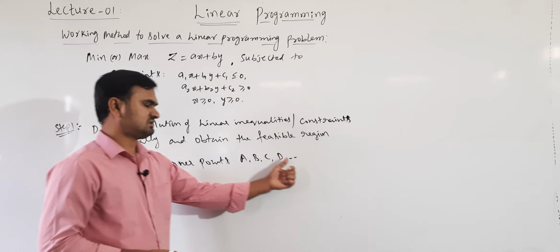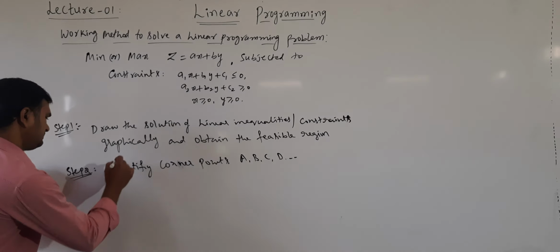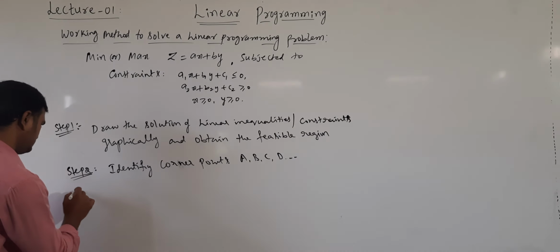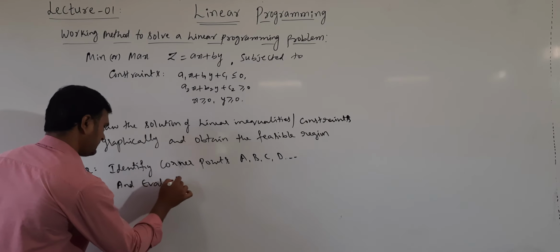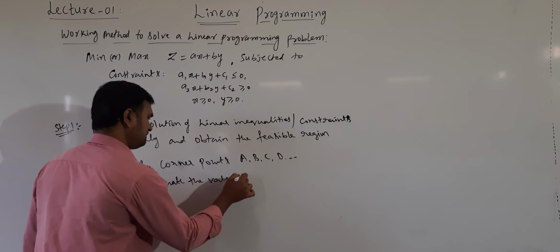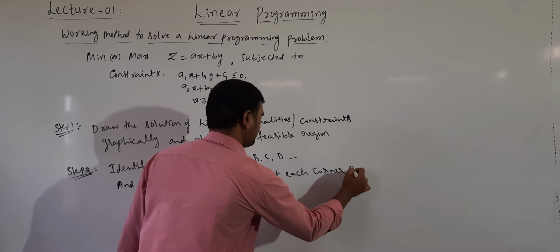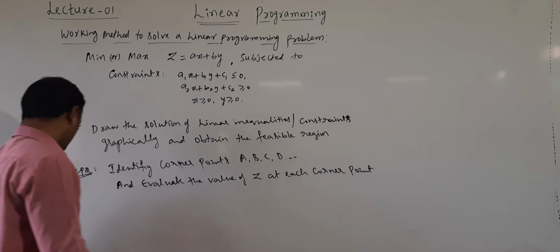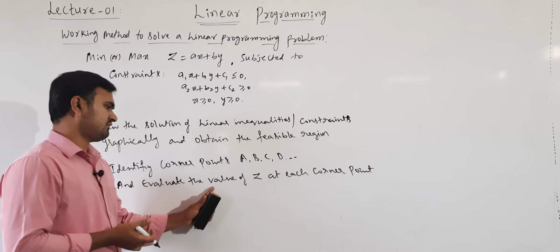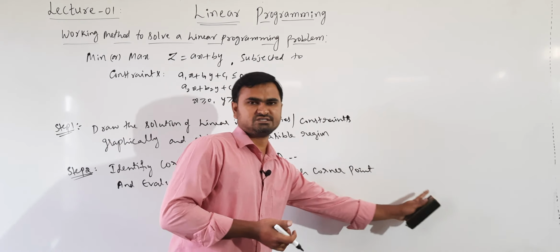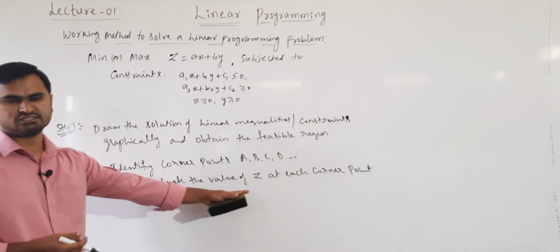Now, after finding these corner points, we have to evaluate the value of Z. Okay. After writing the corner points, evaluate the value of Z at each corner point. Understanding? We are identifying the corner points. After finding that corner points, we are finding the value of Z at each of these corner points. Now, we will get some value for objective function Z at each of the corner points.